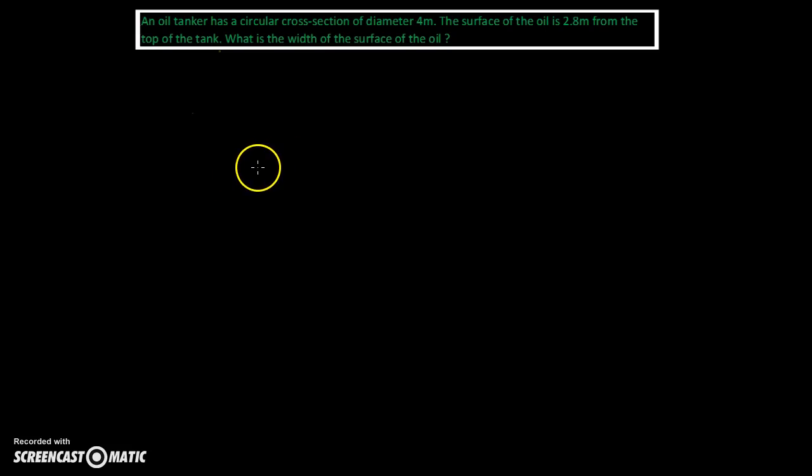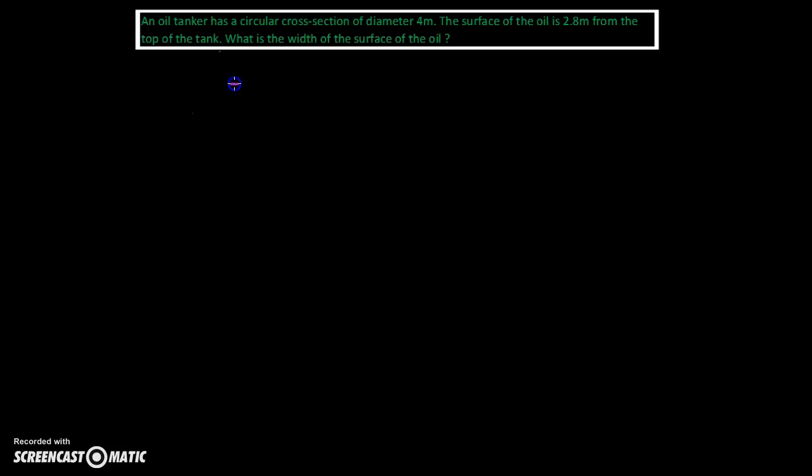Now this is a very common example they like asking in exams. So we've got an oil tanker and there's a circular cross section of diameter 4 meters. The surface of the oil is 2.8 meters from the top of the tank. What is the width of the surface of the oil? Well, I think a diagram will certainly help us here.